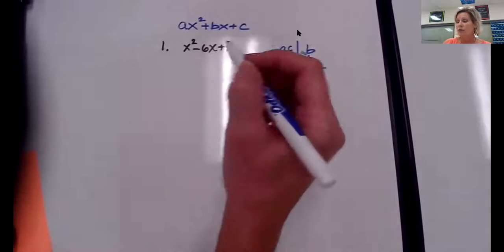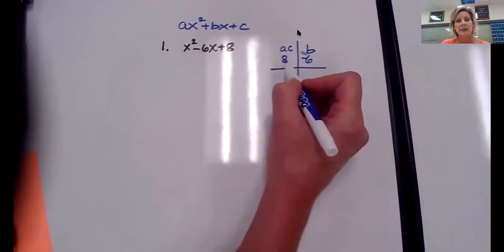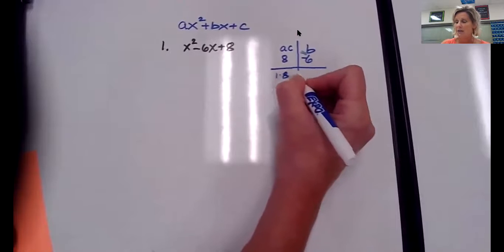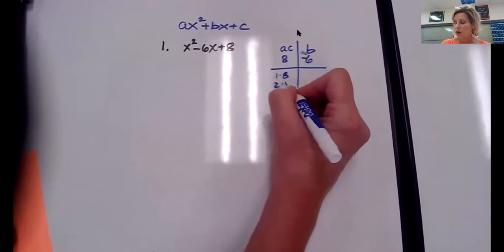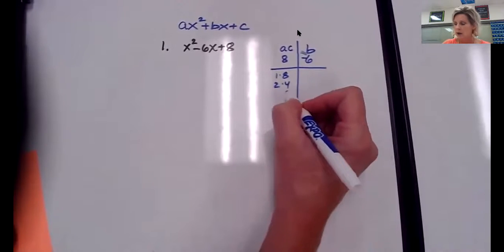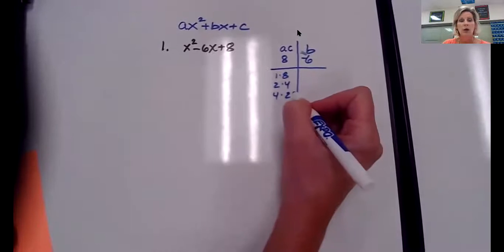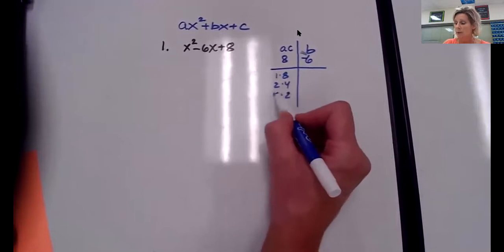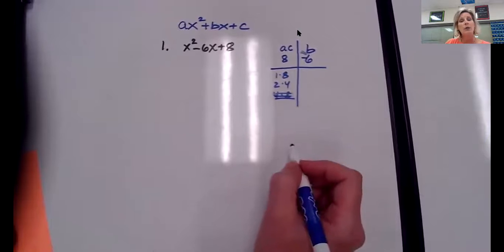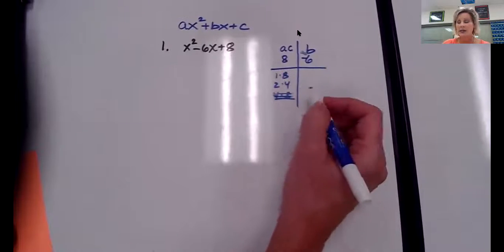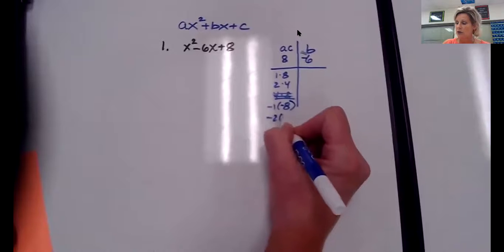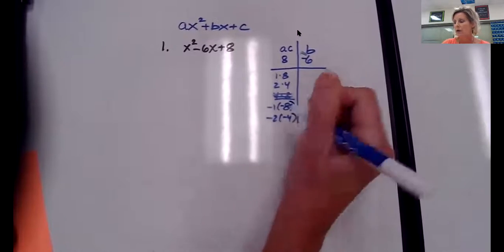So I need to start thinking about what are all my possibilities that multiply out to a positive 8. So I could say 1 times 8, 2 times 4, 3 doesn't go in, 4 times 2, wait a minute, 4 times 2 and 2 times 4 repeat each other, so I'm done. The only other option to get a positive 8 is to look at negative 1 times negative 8 or negative 2 times negative 4.